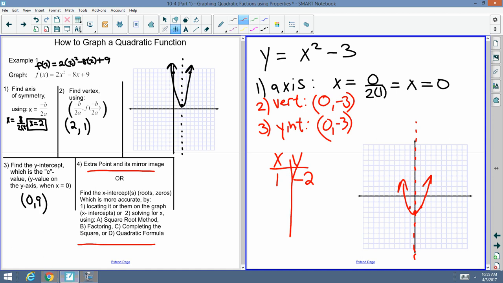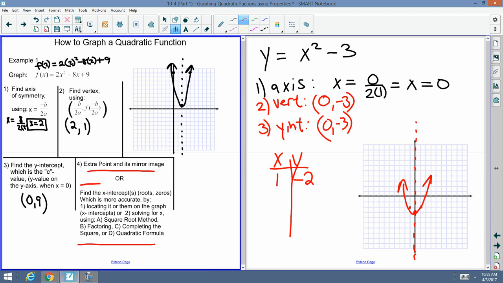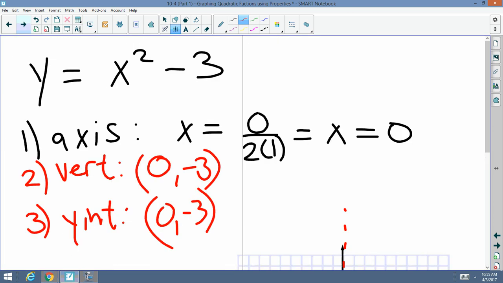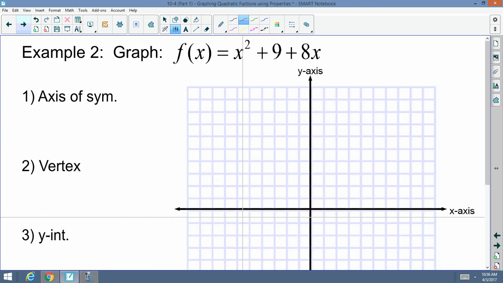Okay? Now, if I told you to solve, guys, then you have to solve, by either factoring, square root method, completing the square, or quadratic formula, which we have already learned. Okay? Does that make sense so far? Okay. Almost done. Okay, let's graph.